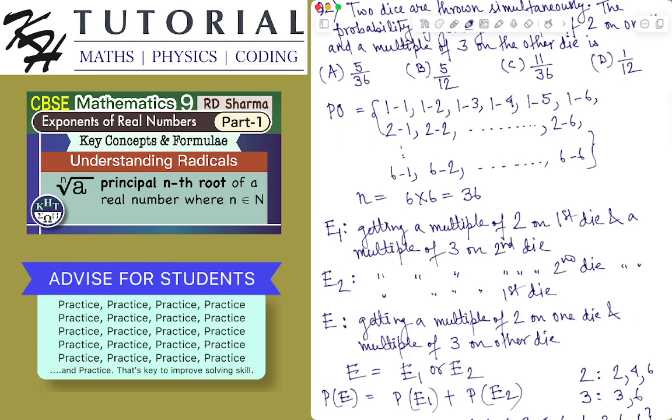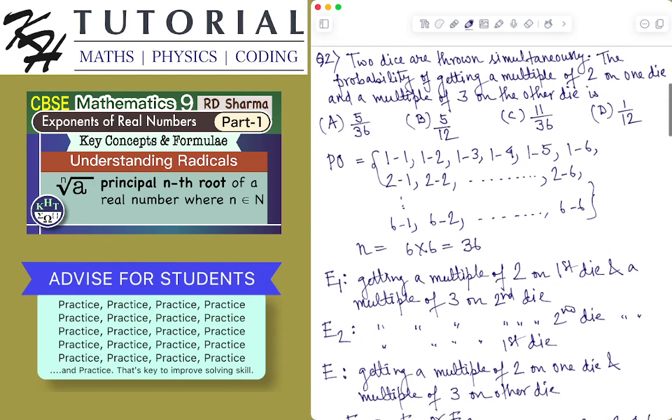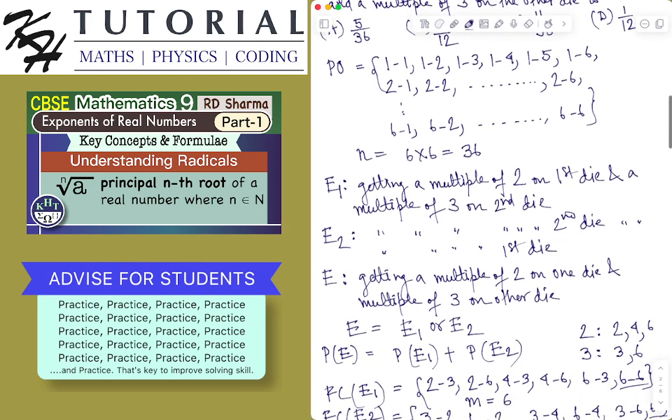The question asks to find the probability of getting a multiple of 2 on one die and a multiple of 3 on the other die. It has not mentioned which die the multiple of 2 will be on, so we have to consider both cases. In the first case, we get a multiple of 2 on the first die and a multiple of 3 on the second die. In the other case, we have a multiple of 3 on the first die and a multiple of 2 on the second die. So these 2 cases I have defined as 2 events, E1 and E2.